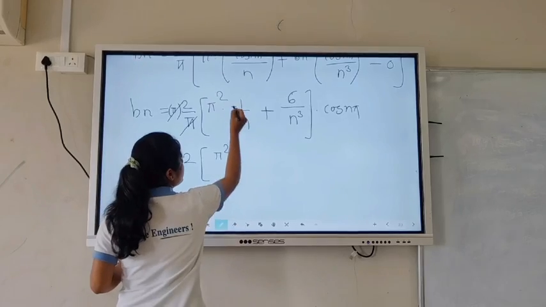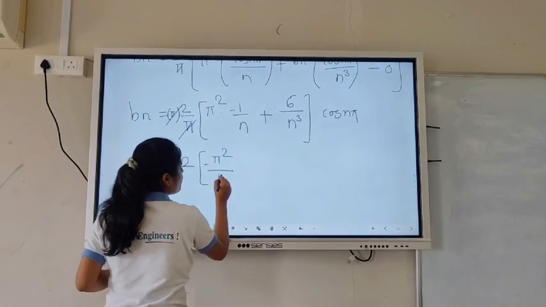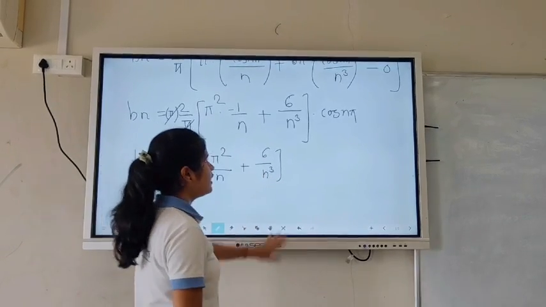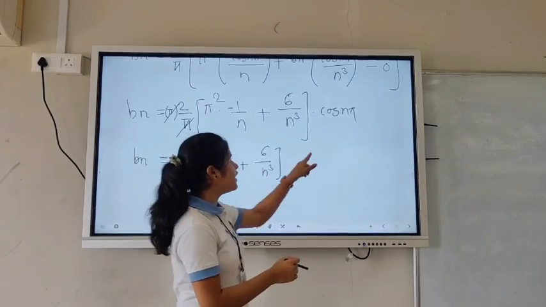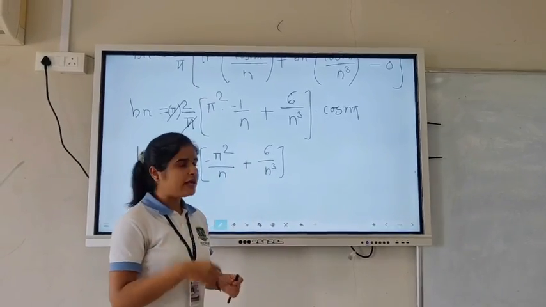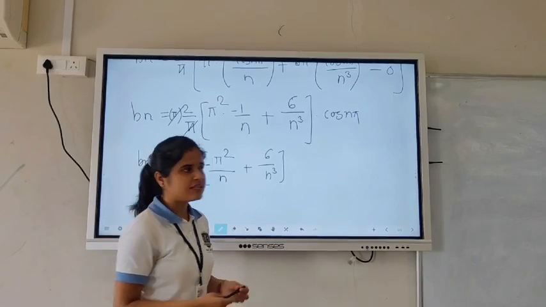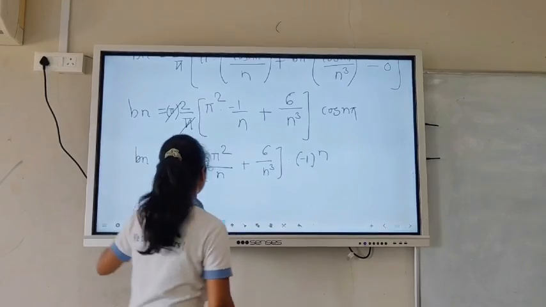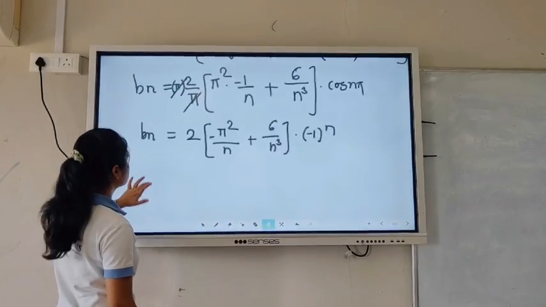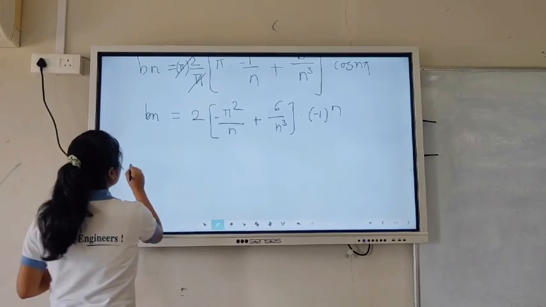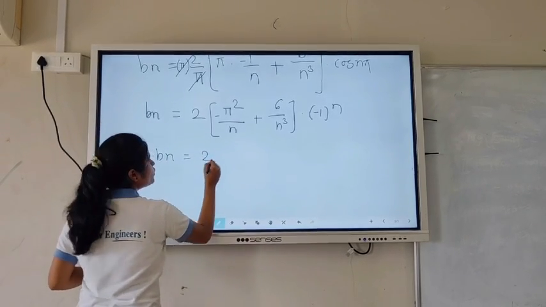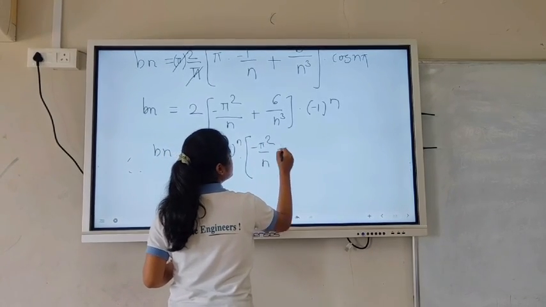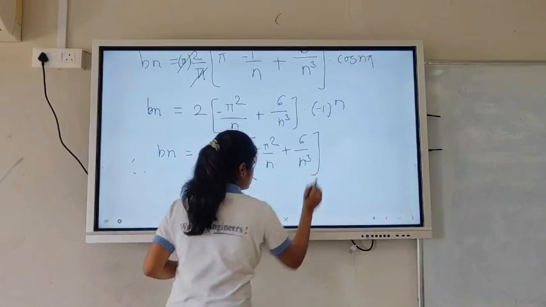Here is a pi square minus pi square upon n plus 6 upon n cube. But as we know that here is a cos n pi, if n is an even number we will take 1, and if it is odd, we will take minus 1, but we don't know which it is, so we will take the formula of minus 1 raised to n. So therefore Bn is equal to 2 into minus 1 raised to n into minus pi square upon n plus 6 upon n cube. So this is our Bn.